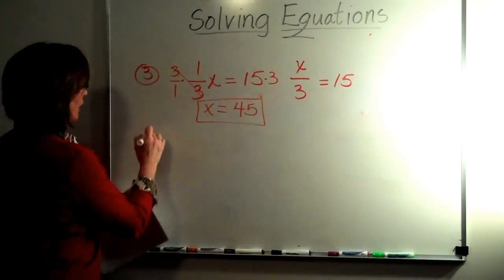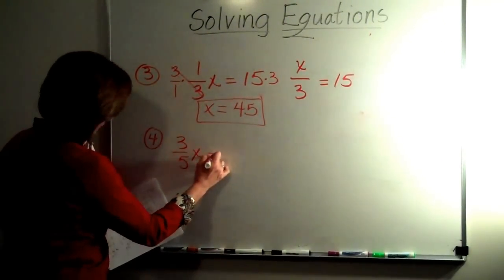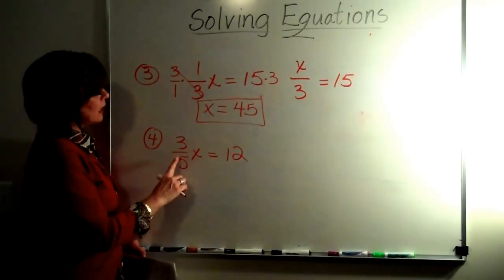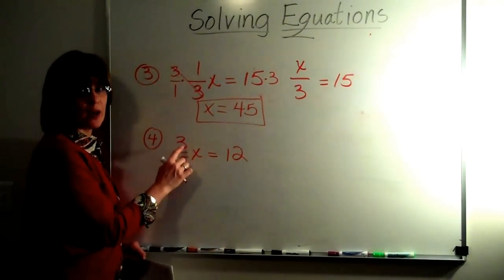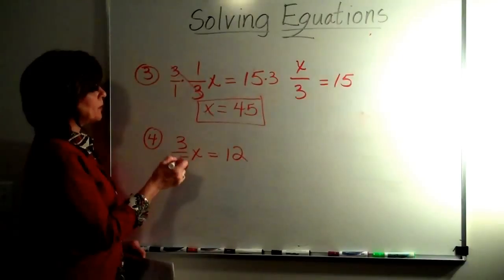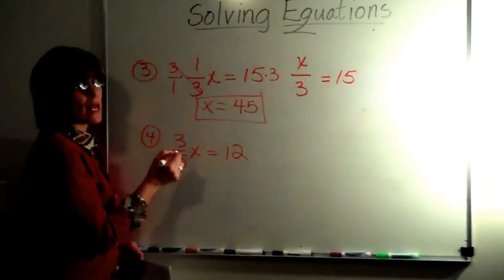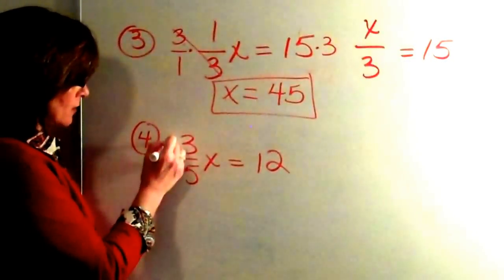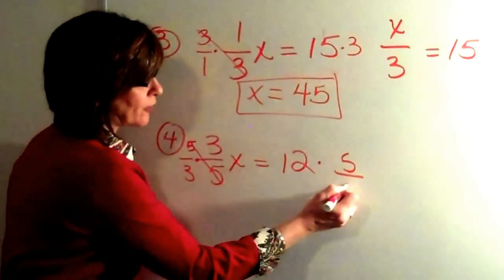All right, number 4. Now this one is a little bit different, because if you'll notice, instead of having a 1/5 x, a 1 on the top, we now have a number. 3/5 x equals 12. Same idea applies. Attached by multiplication, how do I undo it? I divide. When I divide by a fraction, I'm really multiplying by the reciprocal. So I'm multiplying this side by 5/3 and this side by 5/3.